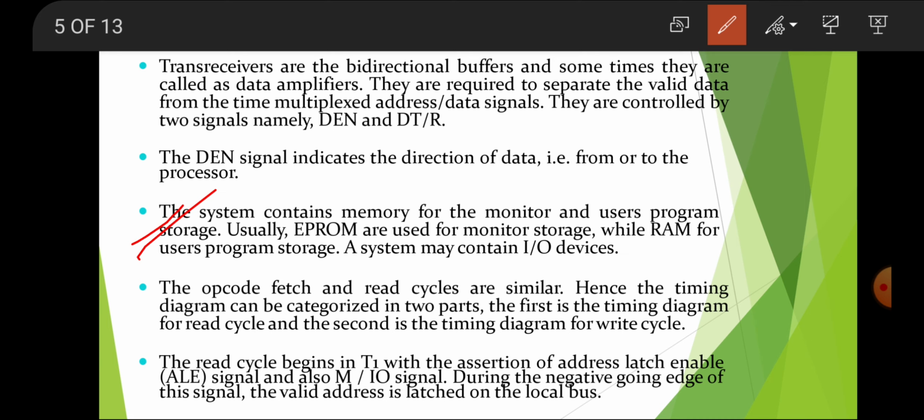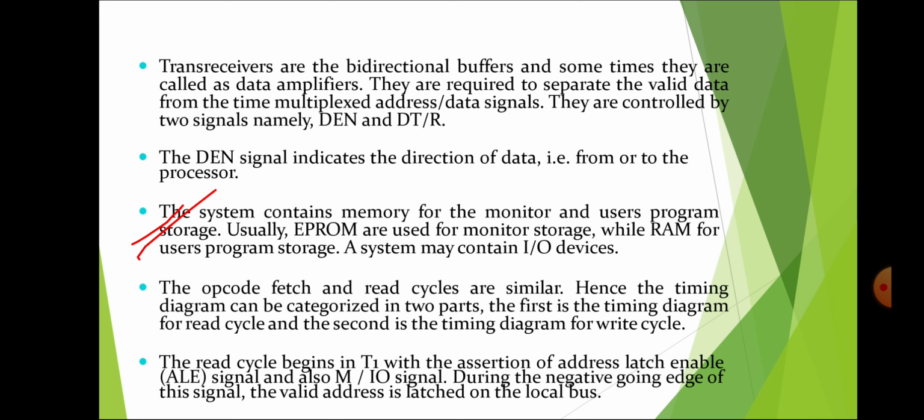The system contains both memory, monitor, user program, that is the ROM, EEPROM, or input output devices. The opcode fetch and the read cycle are similar, hence the timing diagram can be categorized into two parts. The first is the timing diagram for the read cycle and the second is the timing diagram for the write cycle.